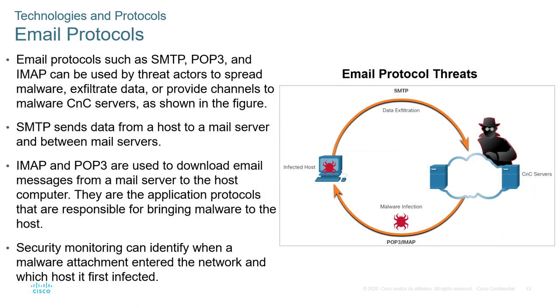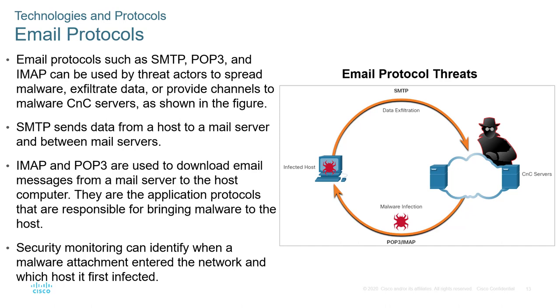We have our email protocols, SMTP for sending, and we have our POP and IMAP for receiving. All of them can be used by threat actors to spread malware, to send or receive data, to exfiltrate data, or just a way to handle communication to a CNC type server. Again, SMTP sends data from the host to a mail server. IMAP and POP are used to download or receive mail from the email server.